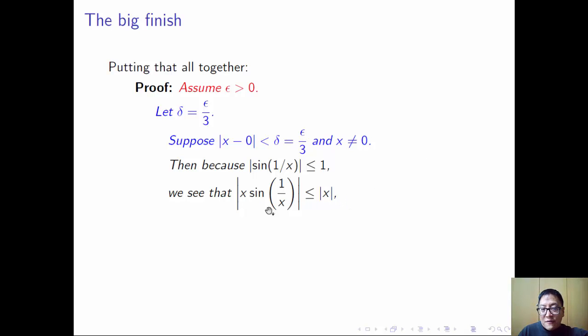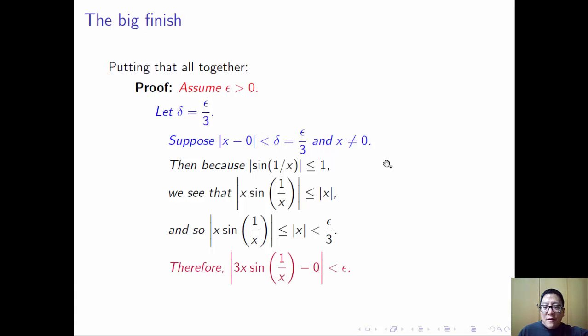The worst case scenario of this left-hand side is when it is actually equal to the absolute value of x. And so, when we do that, we see that the absolute value of x times the sine of 1 over x is less than or equal to the absolute value of x, which is less than epsilon over 3, because it says so right there. Therefore, multiplying both sides by 3, 3x times the sine of 1 over x minus 0 is less than epsilon, and we win! Woo! Go team!